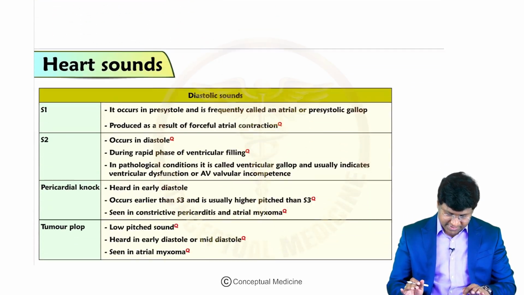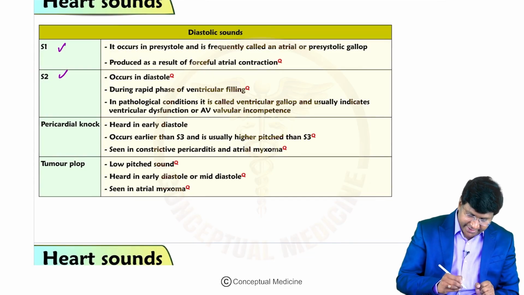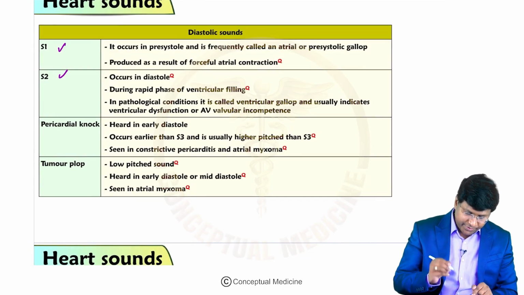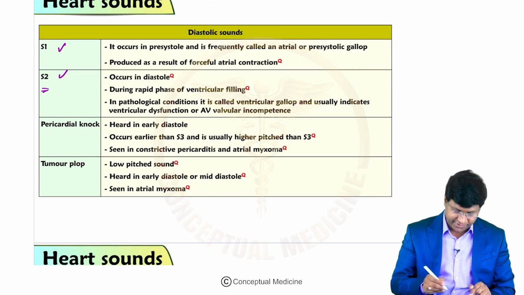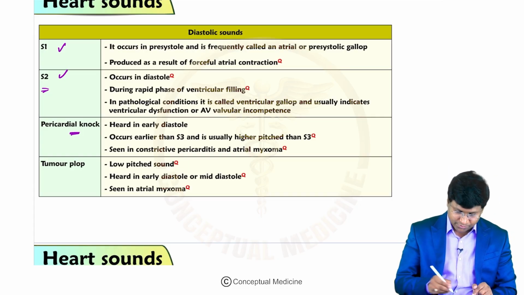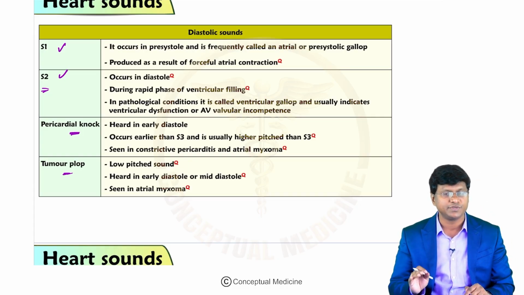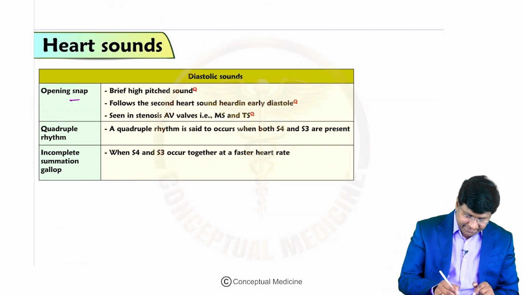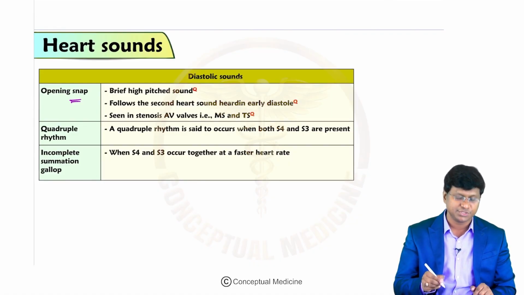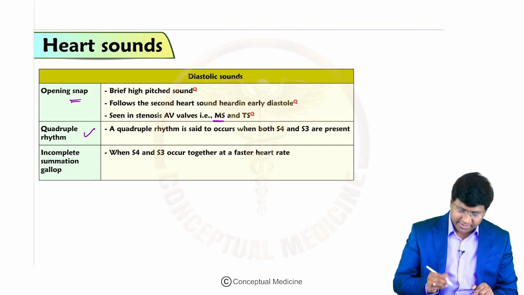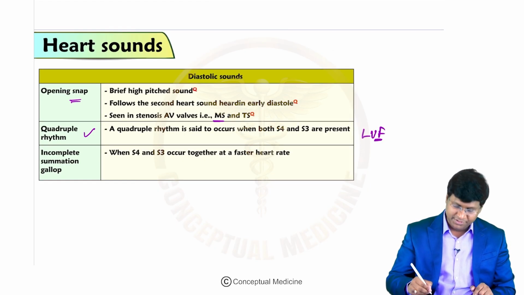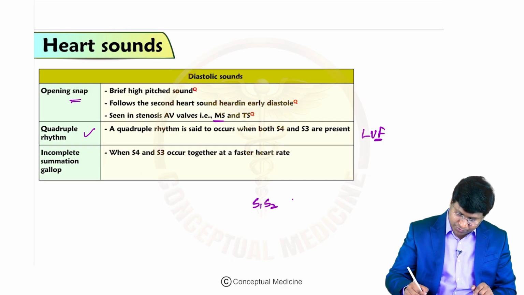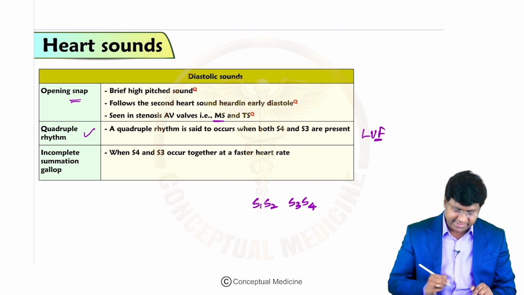So to summarize, S1 and S2: S1 during isovolumetric contraction phase, S2 during isovolumetric relaxation phase. Pericardial knock, a diastolic sound. Tumor plop is also a diastolic sound, a low pitched sound which is heard in atrial myxoma. Then opening snap is also a diastolic sound which is heard in patients with mitral stenosis. Quadruple rhythm is seen in patients with left ventricular failure. Quadruple rhythm means that along with S1 and S2, you will also hear S3 as well as S4.